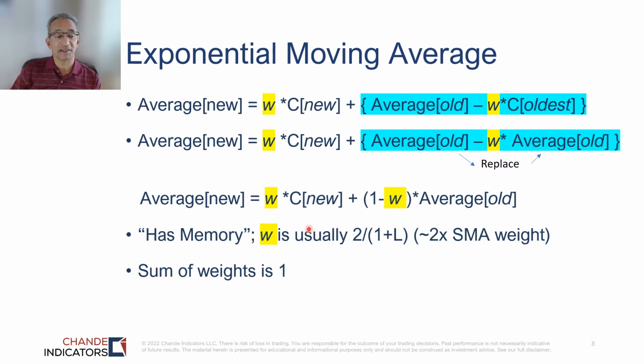What does this mean? This means that this exponential moving average has memory because the oldest data point that went outside the window is not deleted. We've simply replaced that with a moving average. So this average still has some memory of some fraction of this value that in theory has dropped out of the moving window. So this exponential moving average has memory, and the weight is usually calculated as 2 divided by 1 plus L, whereas for the SMA it's usually just 1 divided by L. But the sum of the weights is still 1.